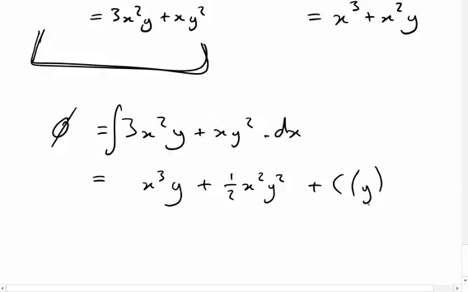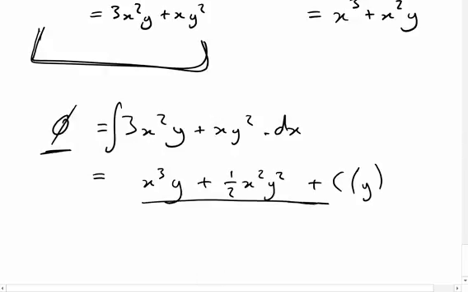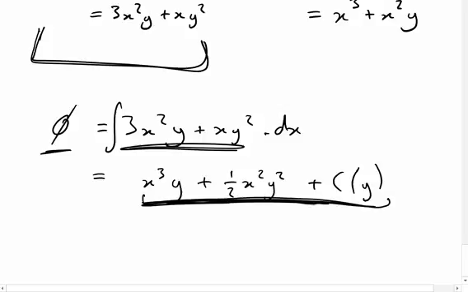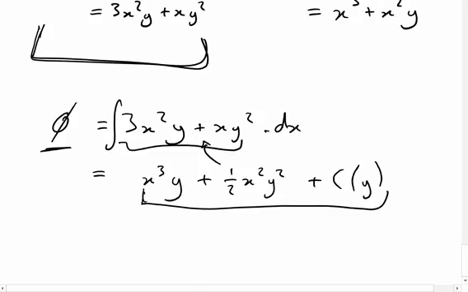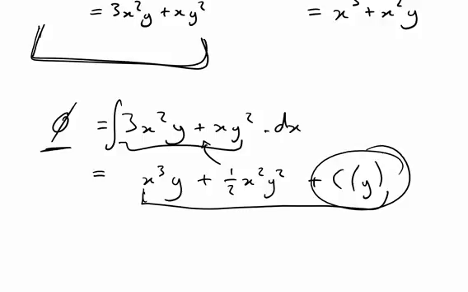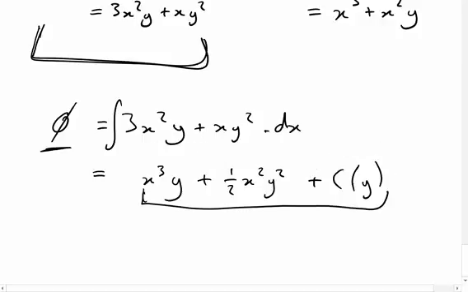That constant of integration will be dependent on y. I'll just go through the reason again. Remember the partial derivative of phi with respect to x must be equal to that. So when we differentiate x cubed y plus half x squared y squared plus c(y) with respect to x, we need to get back the integrand inside the integral. If c is a function of y alone, then when we differentiate with respect to x it's treated as a constant, so it just disappears. That's why the constant must be a function of y.